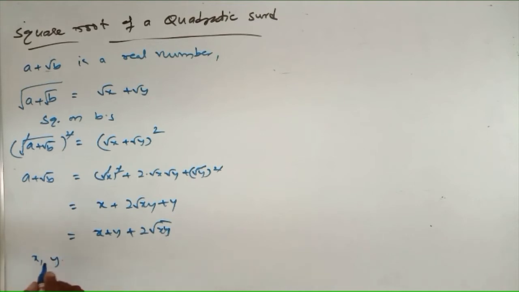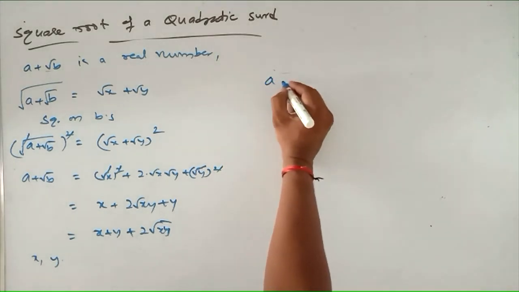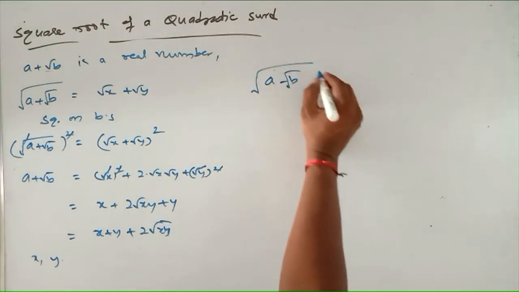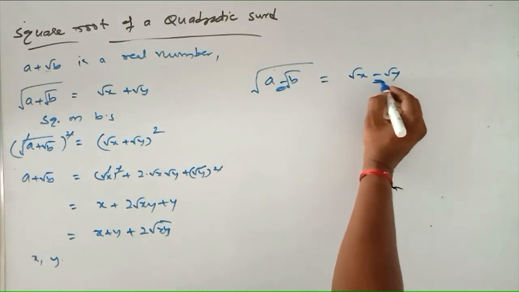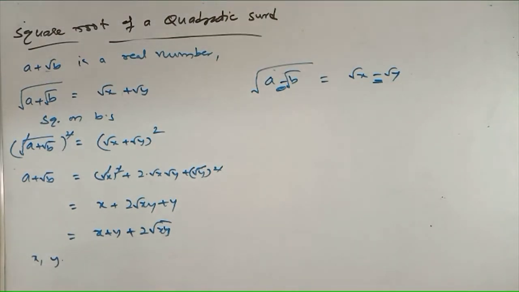Similarly, if I take a minus root b, then the square root of a minus root b equals root x minus root y, because the minus sign is there, so I take the minus sign. This is for quadratic surds. Next is the square root of trinomial quadratic surds.